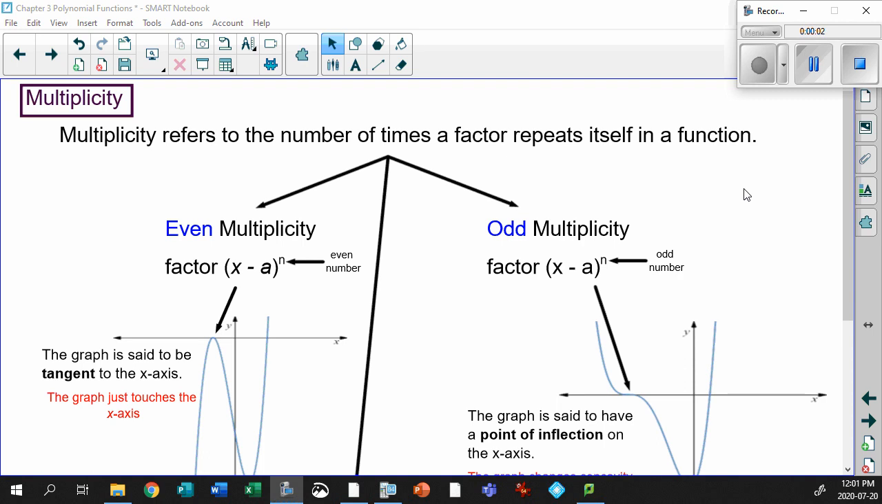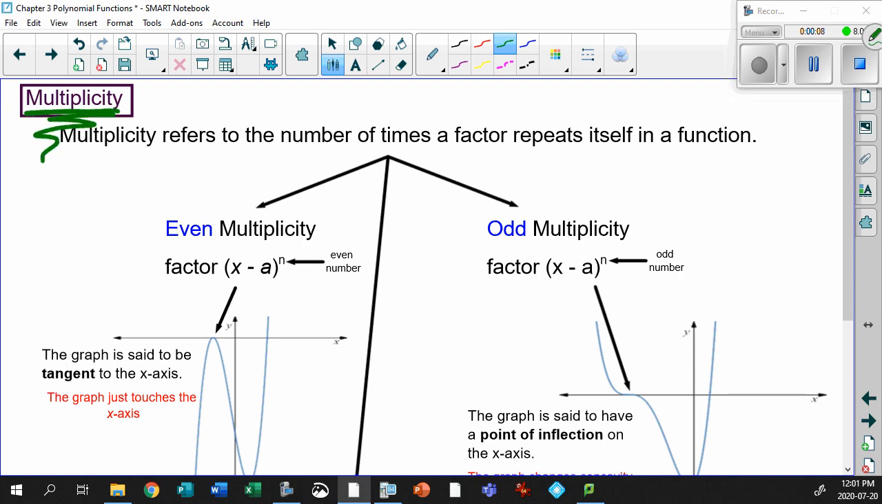Adding to what we already know, let's take a look at something called multiplicity. Multiplicity is a very easy concept because basically we're looking at the factor, whatever the factor happens to be, and we want to know how many times it repeats itself. That's what multiplicity means, multiple repeats. So, how many times does a factor repeat itself in a function?